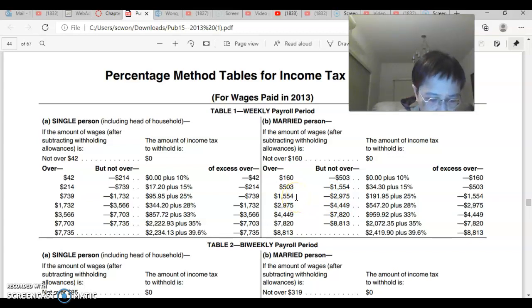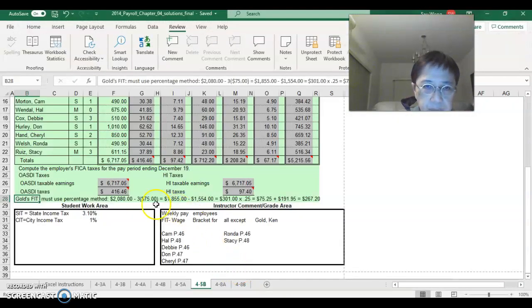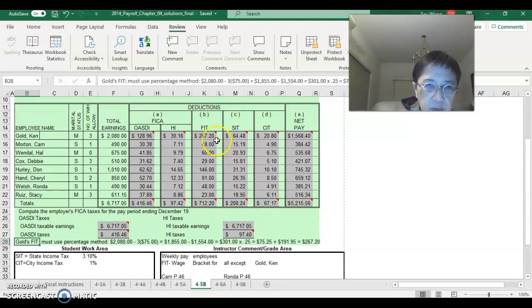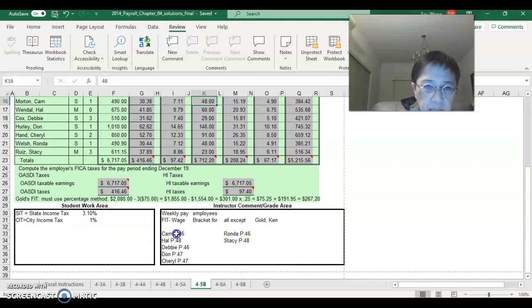So we take the $1,855 minus the $1,554 times 25%, and then add the $191.95. So you take the $1,855 minus the $1,554 times 25% and add the $191.95, equal to $267.20 for the federal income tax withholding. Okay, and the second one, Cam, would be on page 46.